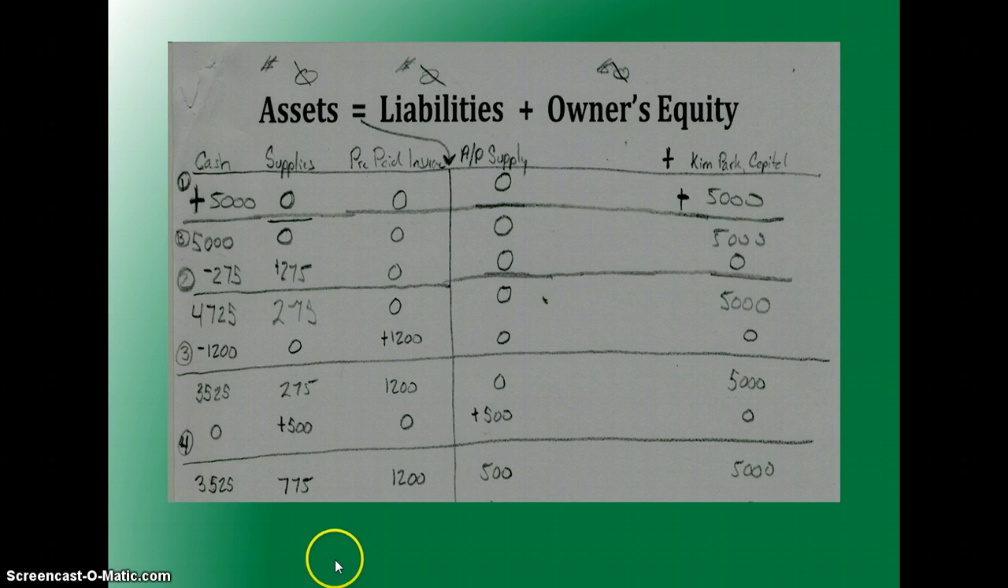Let's take a look at that transaction now. I had all my balances here. I bought $500 worth of supplies, so that increases my supplies. And I bought it on account, which basically means I increased a debt to accounts payable Supply Depot. That means I owe them $500.